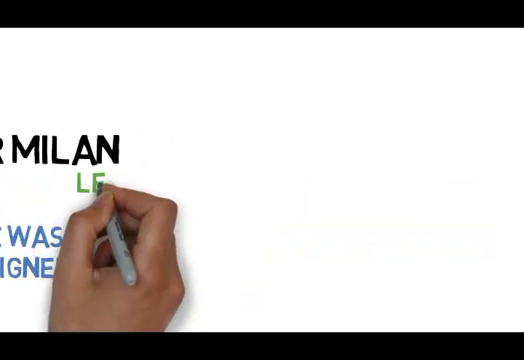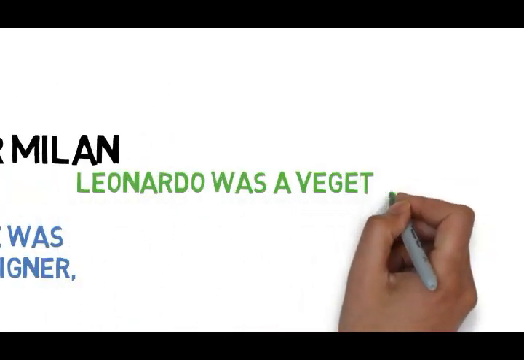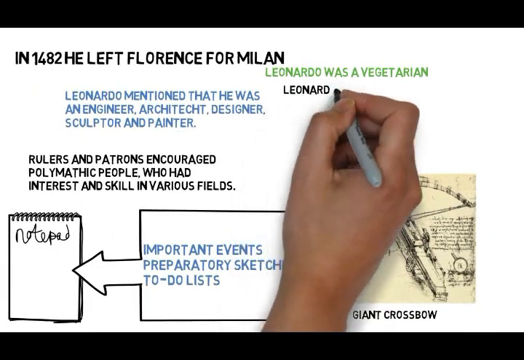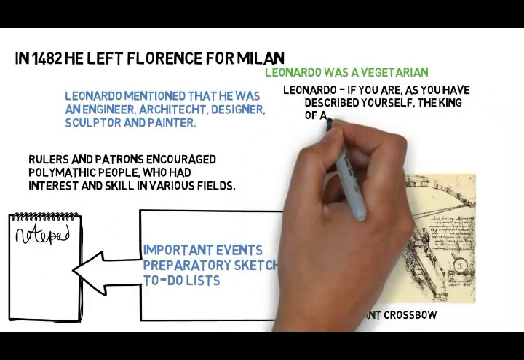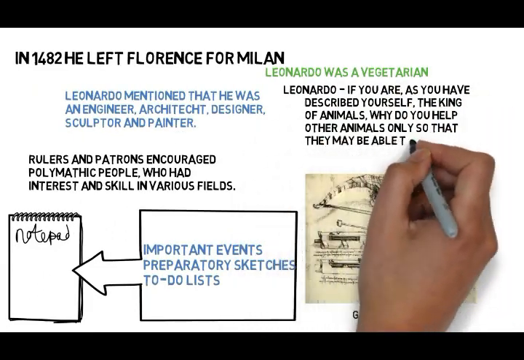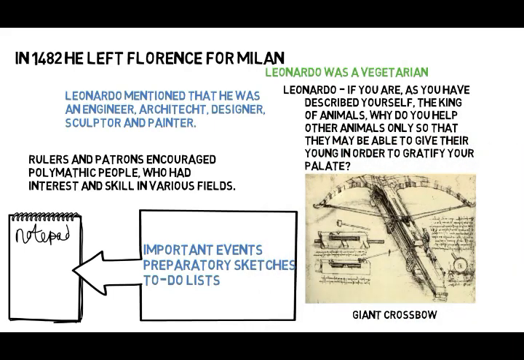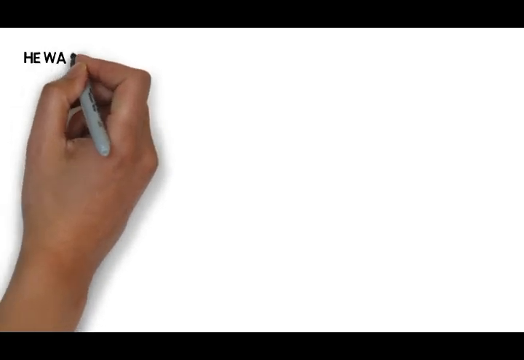Leonardo loved animals, and for that reason, he remained a vegetarian for much of his life. He wrote of humans, "If you are, as you have described yourself, the king of animals, why do you help other animals only so that they may be able to give their young in order to gratify your palate?"